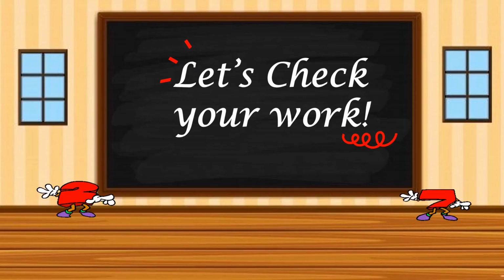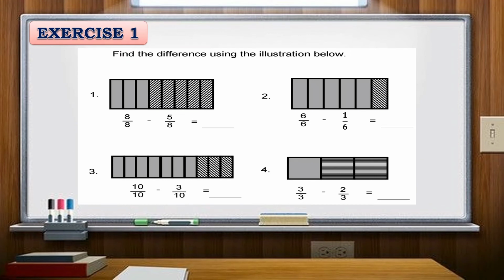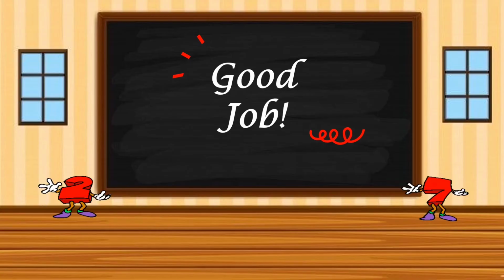Let's check your work. Let's answer exercise 1. Find the difference using the illustration below. 8/8 minus 5/8 is equal to 3/8. 6/6 minus 1/6 is equal to 5/6. 10/10 minus 3/10 is equal to 7/10. 3/3 minus 2/3 is equal to 1/3. Good job, learners!